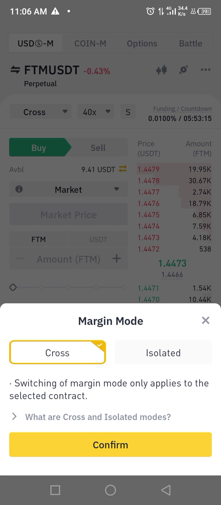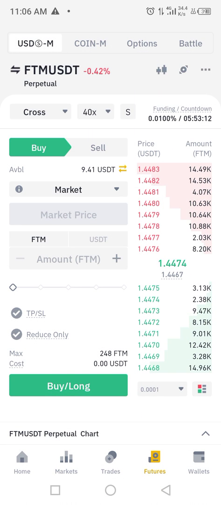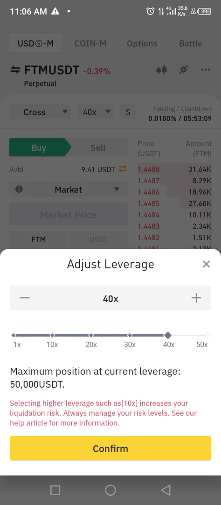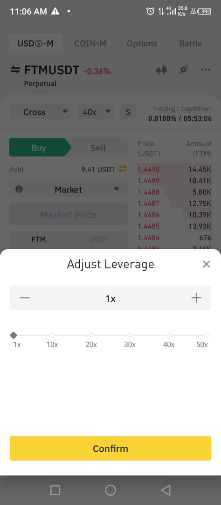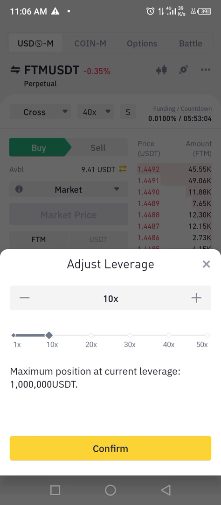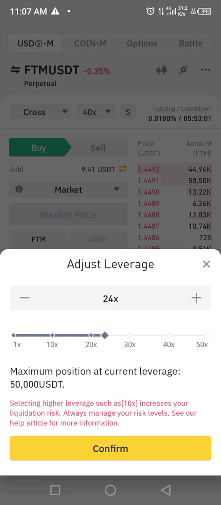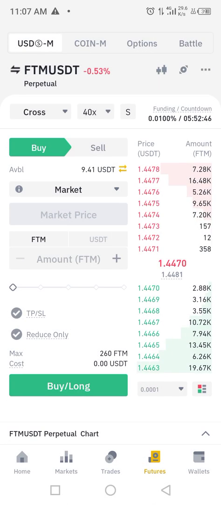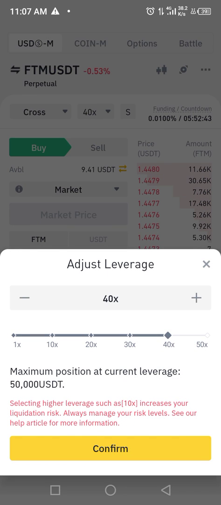For example, let me choose cross margin. I want to trade this asset. When you use the margin, then choose the leverage. You understand? These are the leverage factors: 1x, 5x, 10x, 15x, 20x, 24x, 30x, 35x, 40x, 50x. Some have up to 100x for BTC, up to 125x, 150x, some up to 200x in some exchanges. Do you understand? So the higher the leverage, the higher the gain, and the higher the risk. It means the higher the leverage, the higher the greediness, and the higher the risk you expose yourself to.